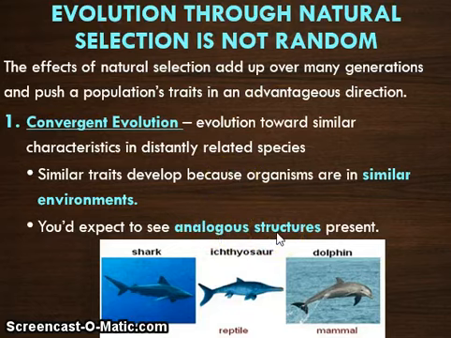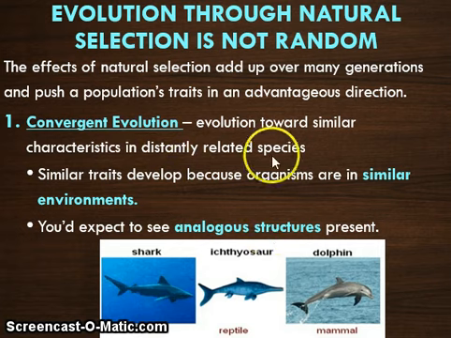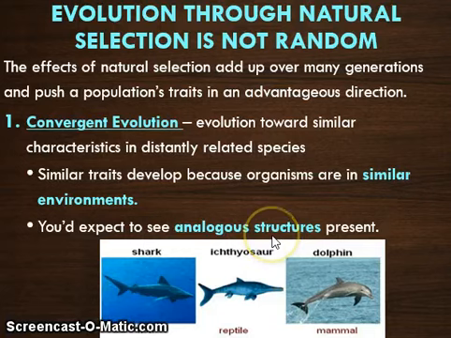Think back to what an analogous structure is. You should recall that they have the same function, but different structure. And so whenever we see analogous structures, we need to remember that those are distantly related species. So please make sure that you underline distantly related species and analogous structures, and that you know that those are both examples of convergent evolution.